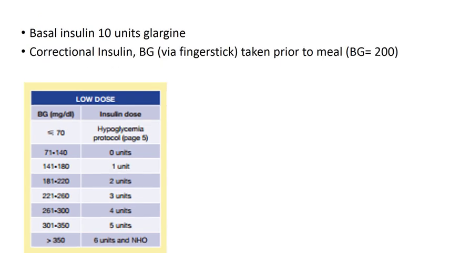Let's say in the morning they have a basal insulin of 10 units of glargine, and then correctionally they have a blood glucose of 200, but they don't have nutritional insulin, and they're eating a meal. They would get the 2 units at the start of the meal.